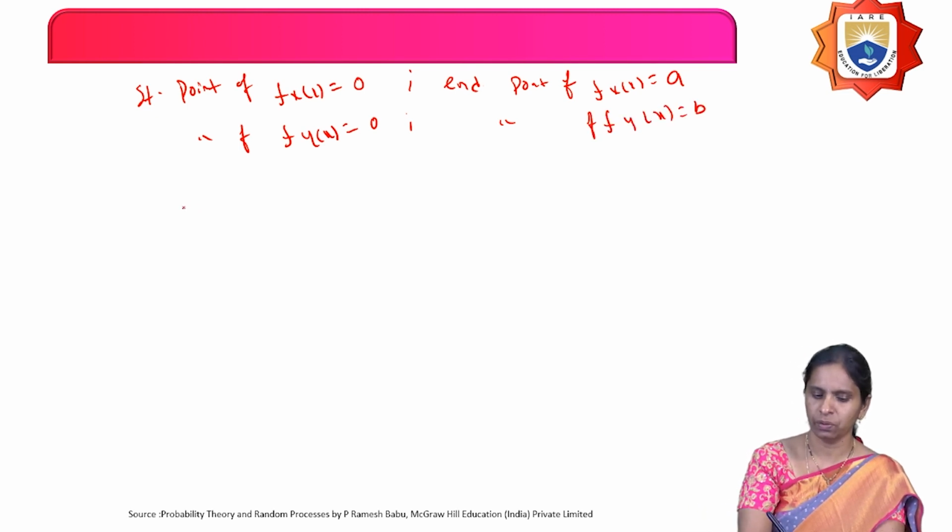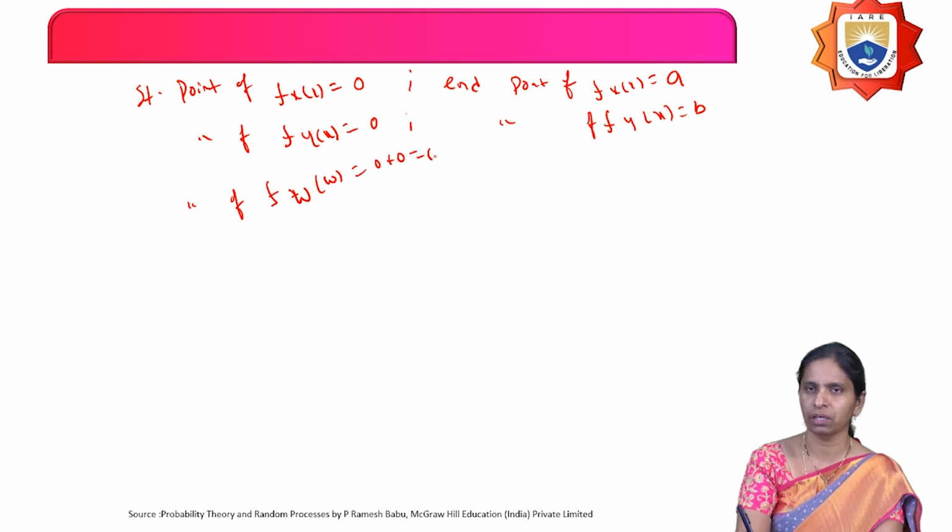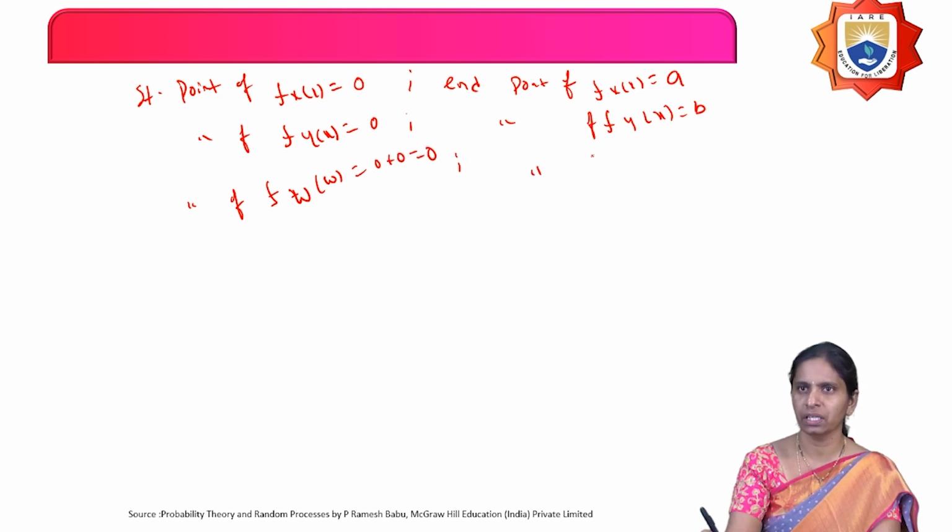B. Therefore, what is the starting point of the output signal, the convoluted signal, fw of w equals to what? 0 plus 0 is nothing but 0. Similarly, what is the ending point of the convolution of those two signals, fw of w equals to what? A plus b. Therefore, your fw exists from 0 to a plus b.